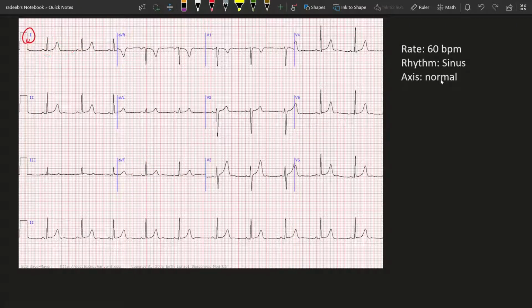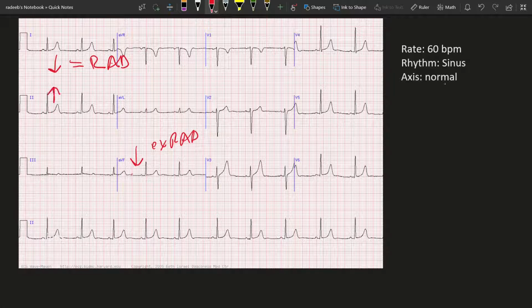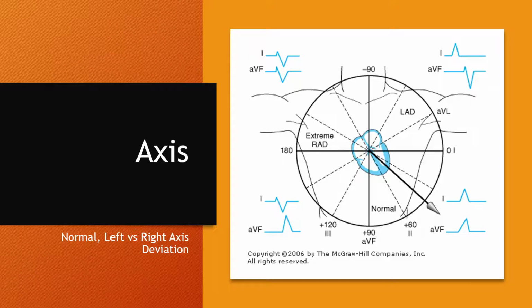Great. Just for knowledge's sake, if our lead 1 is ever down, this implies a right axis deviation. If both lead 1 and AVF are down, that will cause extreme right axis deviation. If this is up and AVF is down, then that's left axis deviation. Okay, great. So our axis here is normal.